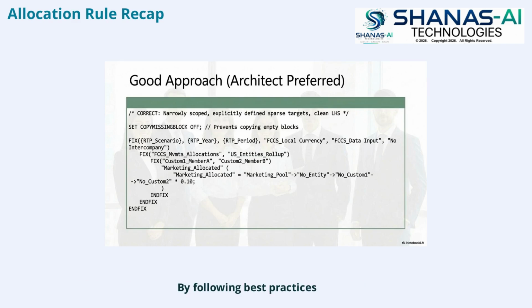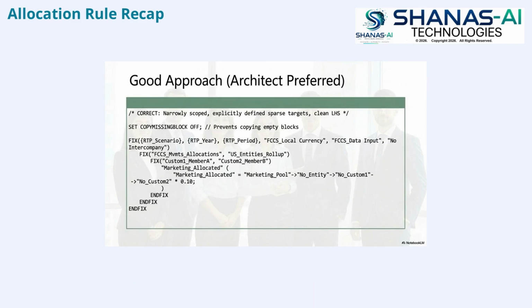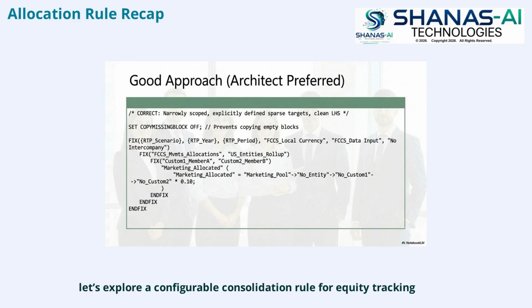By following best practices, you ensure that your custom calculations are both accurate and performant. This example demonstrates the importance of architectural discipline in FCCS rule development. Next, let's explore a configurable consolidation rule for equity tracking.